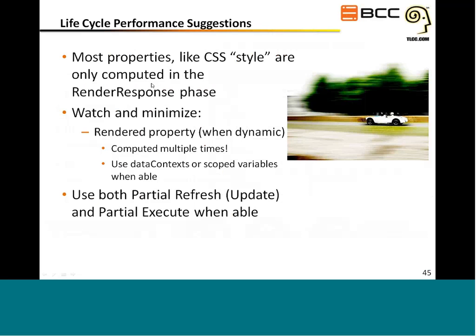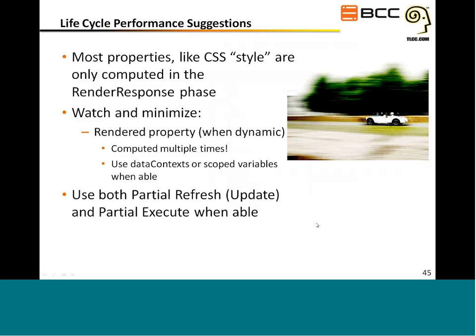The lifecycle performance: most of what I was talking about was the rendered property, where it was computed multiple times. But many of the other properties, like the CSS style, only happen in the render response phase and don't have the performance penalty that the rendered property has. Try to use scope variables in your rendered properties. Try not to do a lot of heavy computation in the rendered properties. And whenever you can, try to use partial refresh, partial execution.